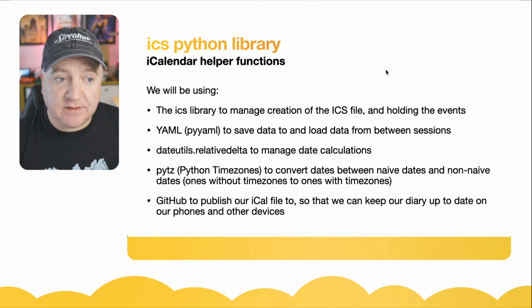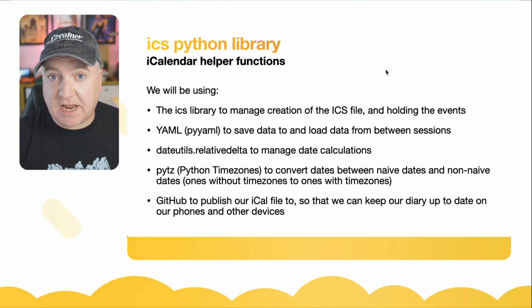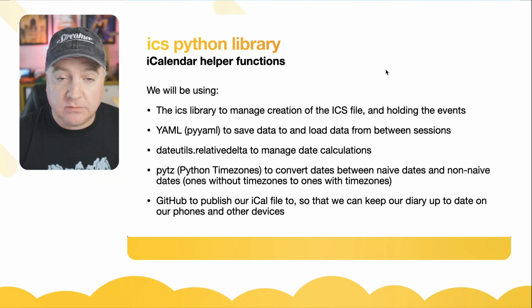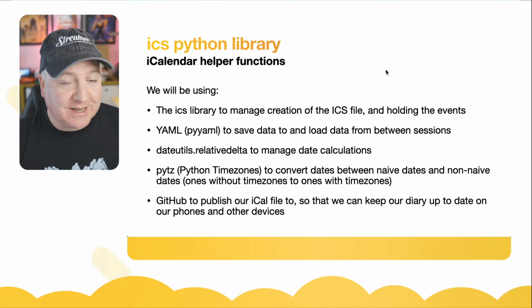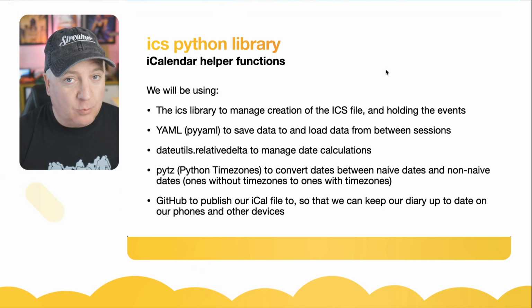So the ICS Python library, this is an iCal helper function. This is going to enable us to manage the creation of the ICS file, which holds all the events. We'll be using YAML to save data and load data between sessions, so if we shut our AI down and we bring it back up again, it can load that YAML file, which contains a list of all our events. And then we can use the dateutil relativedelta to manage date calculations. So if we were to say what's a date a week from now or a month from now, we can use that in our code.